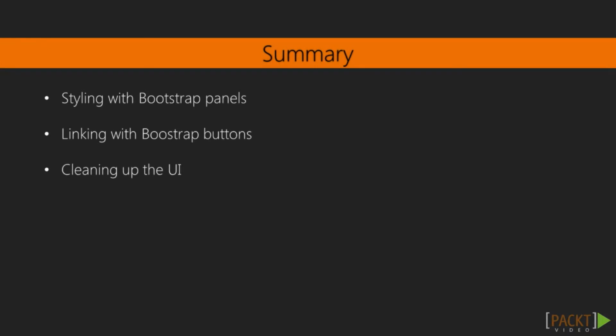So we went over the Bootstrap panel object, and we were able to create those for our snippets. They look nice and professional. We changed out the typical URL with a button using btn and btn-info, and we were able to clean up the UI with some simple additions to either the masonry container or to the CSS.